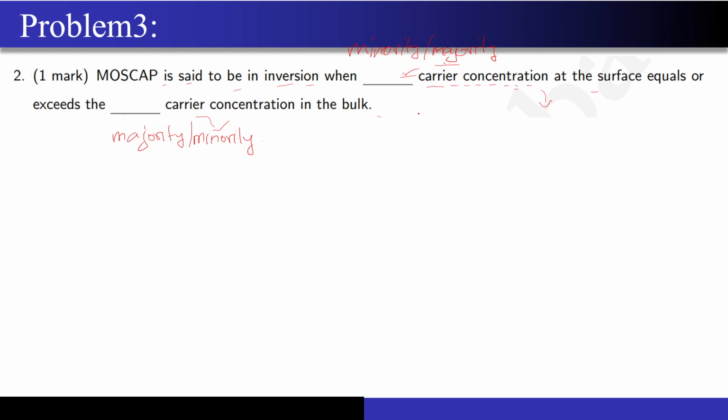Sir, yeah, in first place, there are minority carriers. Exactly. Very good, very good. So that means you are paying a lot of attention. I'm really impressed. Keep on continuing like this.